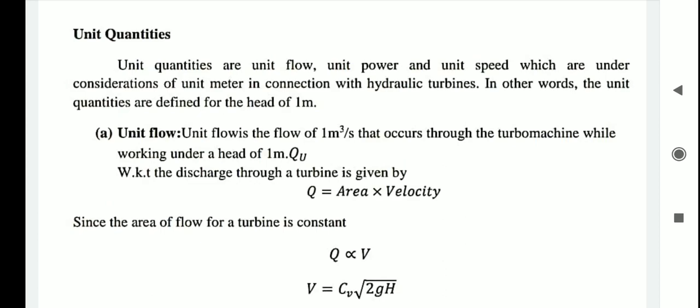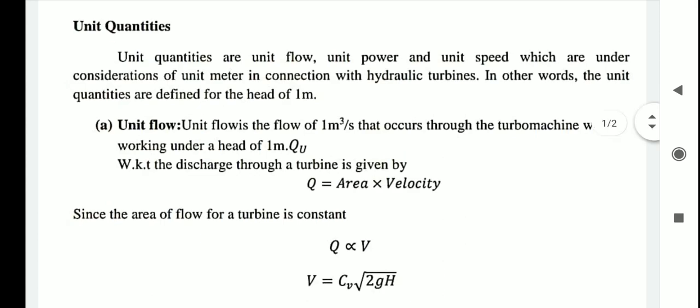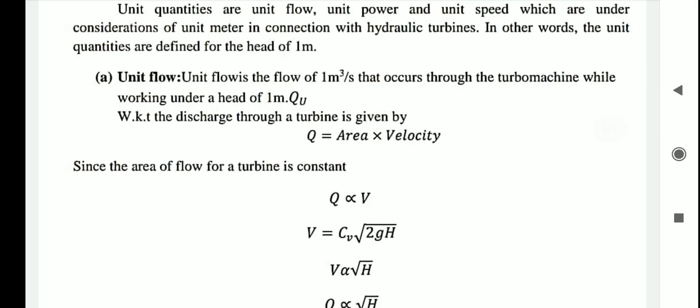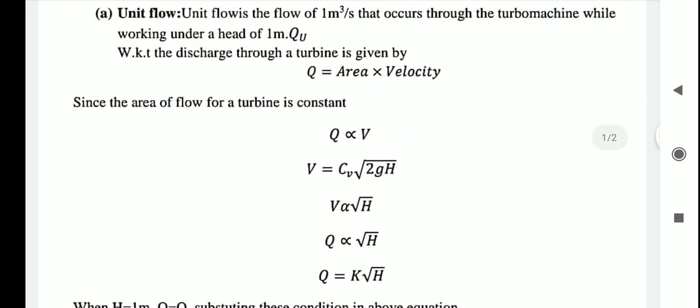The first one is unit flow. Unit flow is the flow of 1 meter cube per second that occurs through a turbo machine working under a head of 1 meter. That is QU. We know that discharge through a turbine is given by Q equals area into velocity. Since the area of flow for a turbine is constant, Q is proportional to velocity.